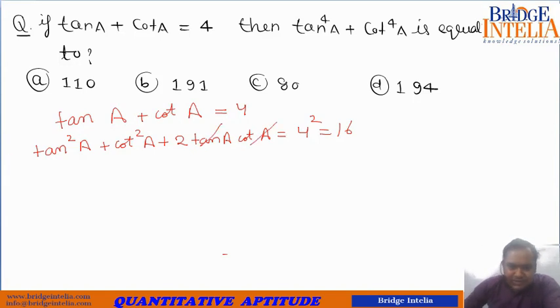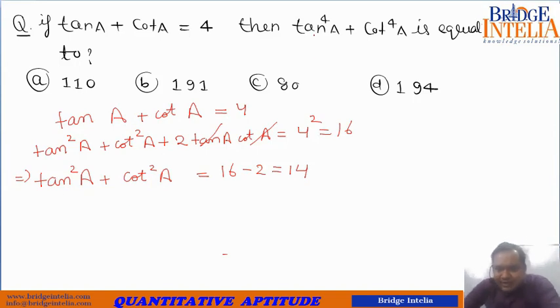So from here you can conclude that tan square A plus cot square A is equal to 16 minus 2, which comes out to be 14. Now squaring once again. Why do we square once again? Because we have to reach tan to the power 4. So there is a clear hint that you have to square twice. Once helps you reach tan square A, and then if you square it again, you will reach the 4th power. So there is ample hint there.